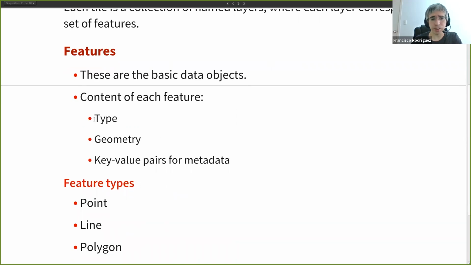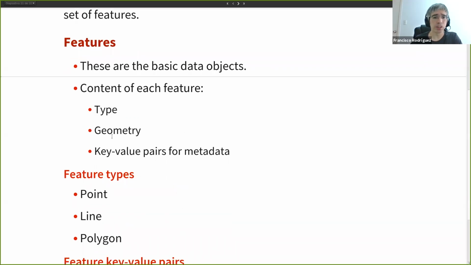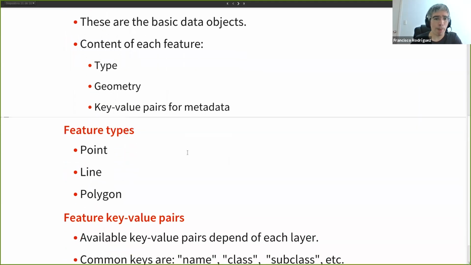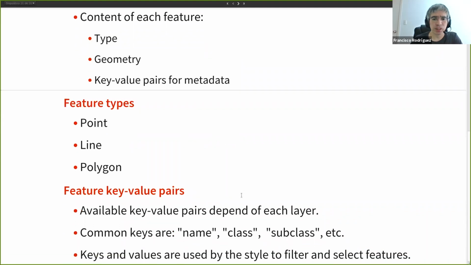So the content of each one is a type, which will say if it's a point, a line, or polygon. The geometry itself, it means the actual coordinates for this line, this point, or polygon. And some key value pairs, which are the metadata of this element. For example, the polygon of US. So that's going to be a polygon type geometry. The geometry will be the actual coordinates, and it will have some metadata like the name, the class, etc. Actually, the borders of countries are not polygons, but lines, because you want, for example, to draw a line between two countries and a different line in the ocean limits, borders, etc. So these are the type.